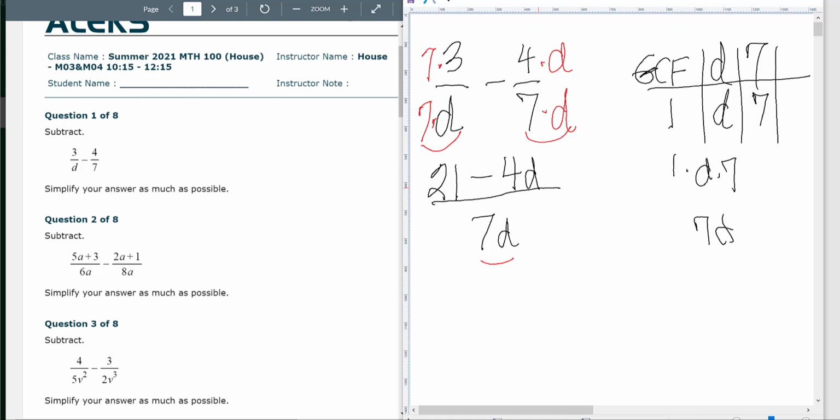Since 21 minus 4d is a binomial, the only way it could factor is first greatest common factor, which 21 and 4 do not have, or our square or cube patterns. And since d is to the first power, there is no pattern here, so this is my final answer. I cannot reduce the 7 with the 21 or the d with the 4d because of the subtraction in the numerator. 21 minus 4d will only reduce with a 21 minus 4d.